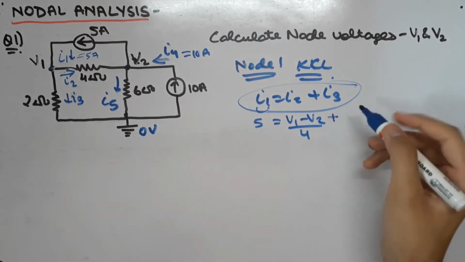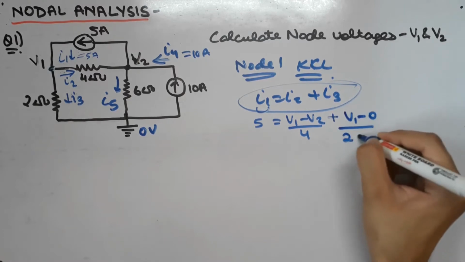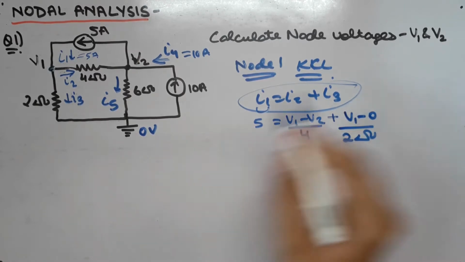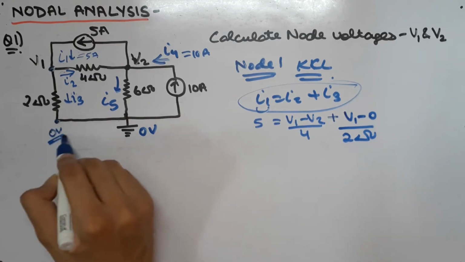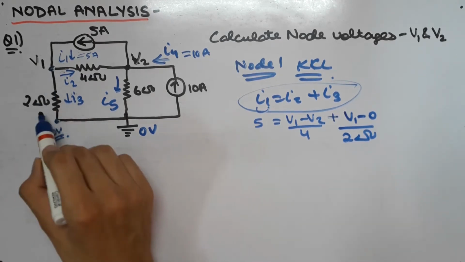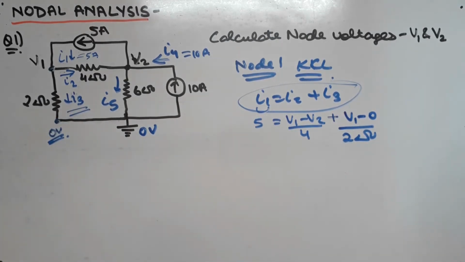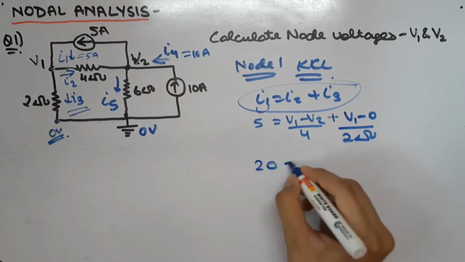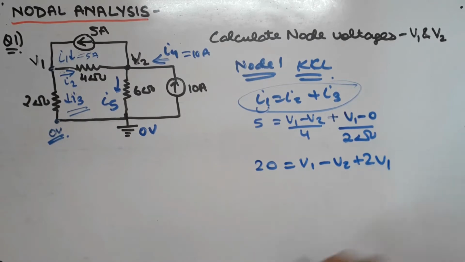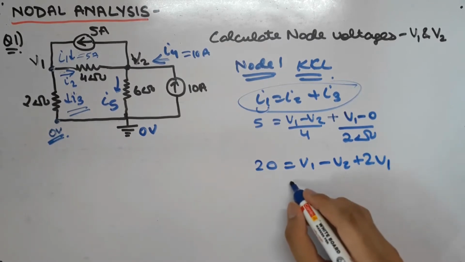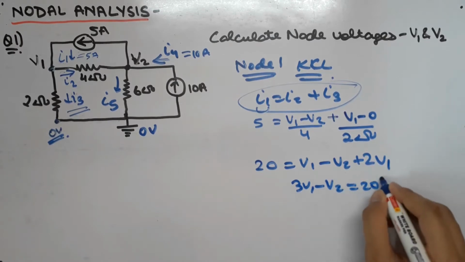Now similarly for I3 we will write the equation as V1 minus 0 upon 2 ohm. Now we have written 0 over here because this part of the circuit is grounded. That is, over here also we have 0 voltage. So that is V1 minus 0 upon 2 is equal to I3. Now similarly we will solve this and we will get 20 is equal to V1 minus V2 plus 2V1. Or on further solving you will get 3V1 minus V2 is equal to 20.